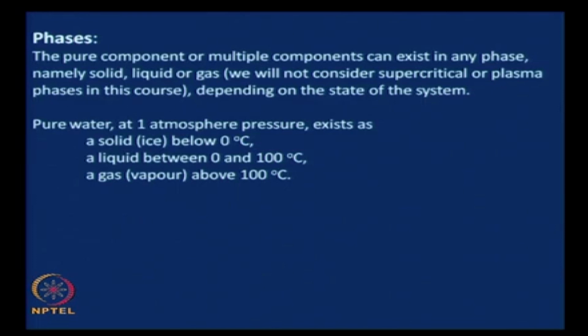For example, pure water at 1 atmosphere pressure exists as a solid or ice below 0 degrees C, a liquid between 0 and 100 degrees C, and as a gas or a vapor above 100 degrees C. Therefore, the phase of a substance varies with the condition.